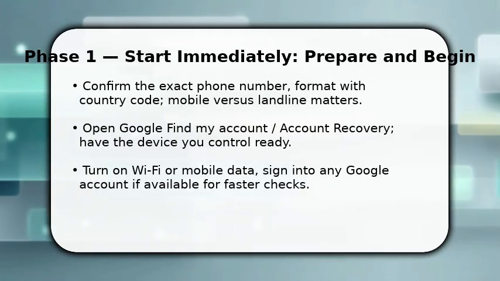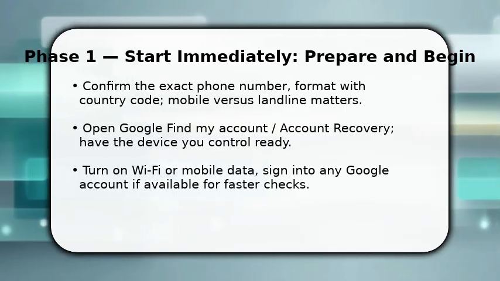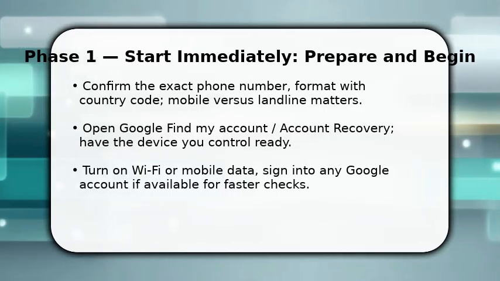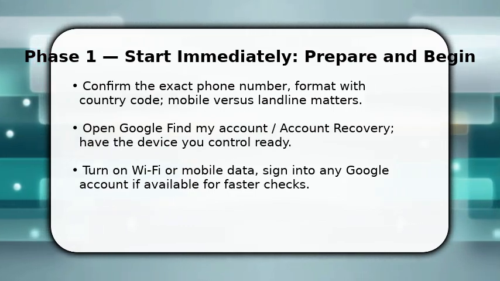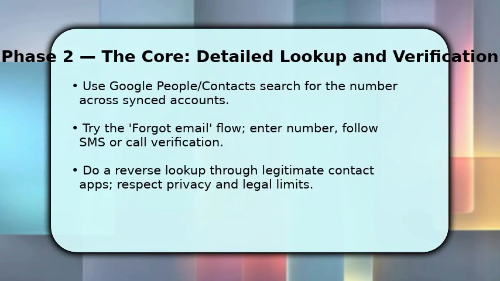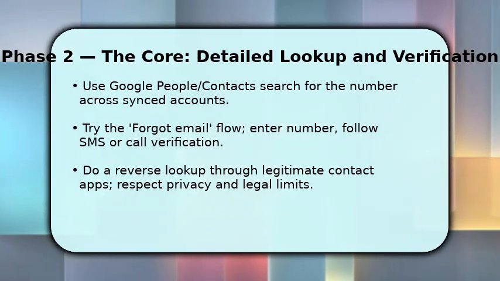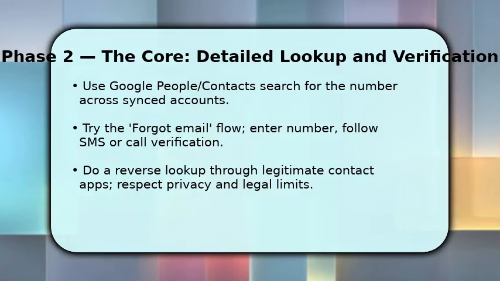Make sure your device has internet access, and if you're already signed into a Google account, keep that session active. It speeds validation. Once done, note any partial account hints Google provides. Now dig deeper. Use Google Contacts or People Search if you've synced other accounts. Numbers saved there often reveal associated email names.